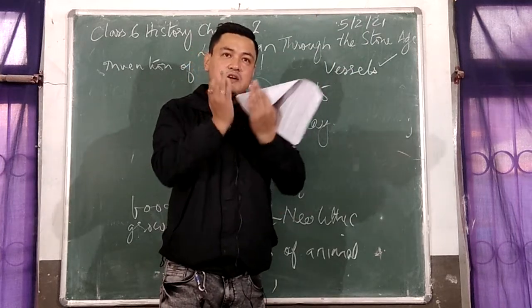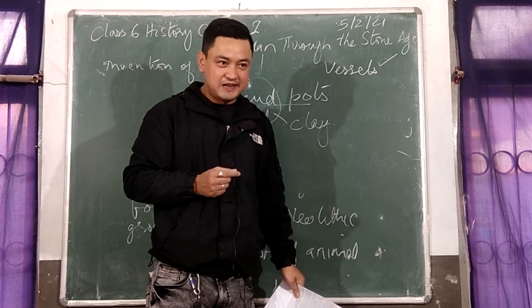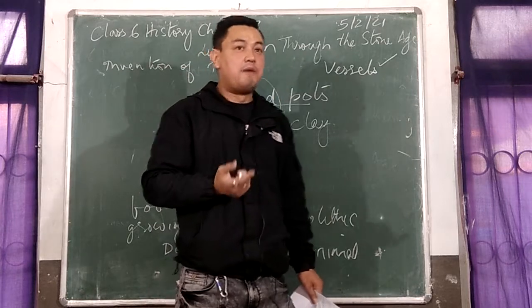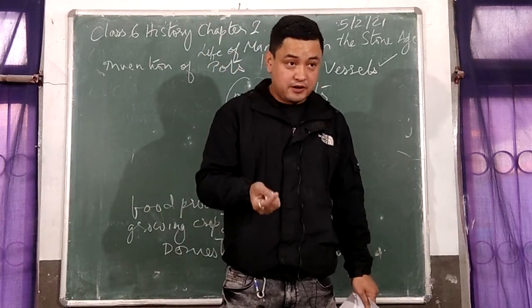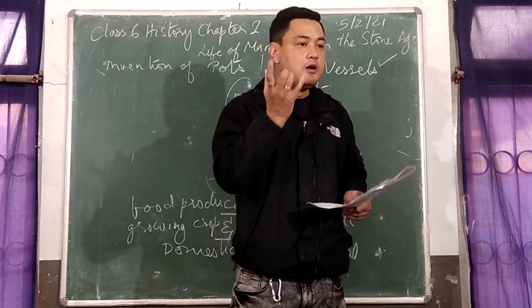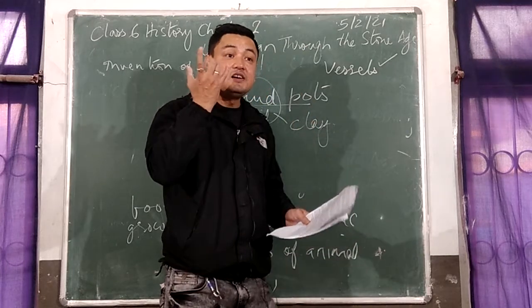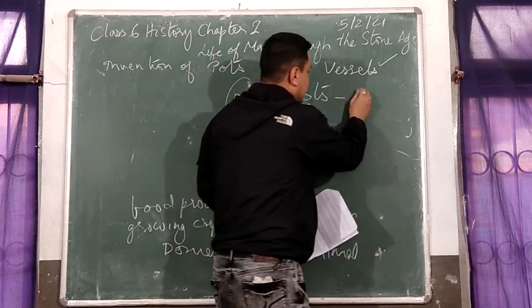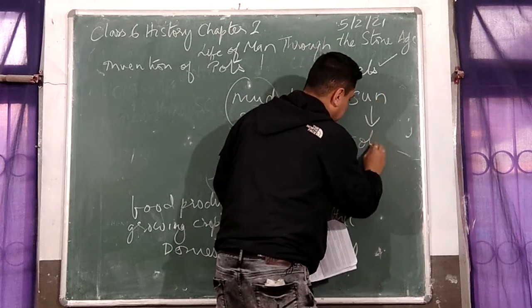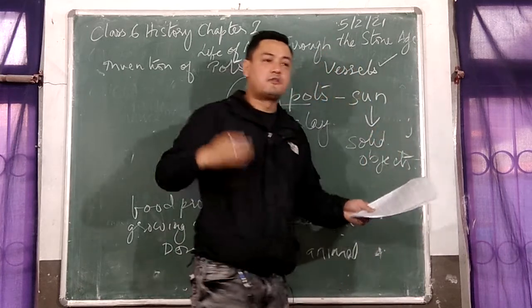When you dry that mud in the sun, it can store only solid objects like rice, wheat, barley, etc., and even salt, even sugar. Only the solid objects can be stored in those mud pots which were dried in the sun. If it was dried in the sun, then it would store only solid objects, like rice, wheat, etc.